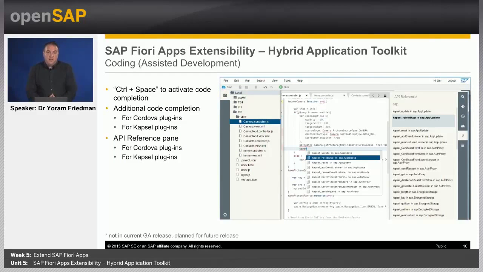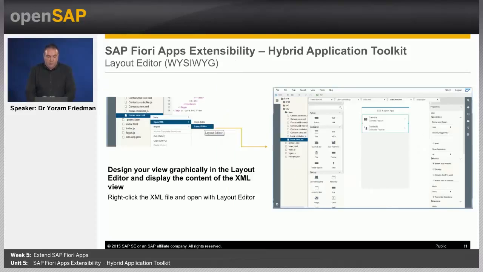Some additional functionalities that the Hybrid Toolkit provides as part of the assistive development capabilities of the Web IDE is actually the ability to do code completion. We know that we can do it with Control-Space when we use the Web IDE, but all the code that is Cordova specific and Kapsel specific is now also a part of this assistive development mechanism.